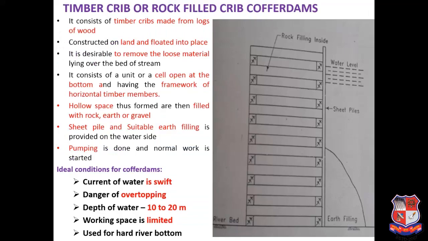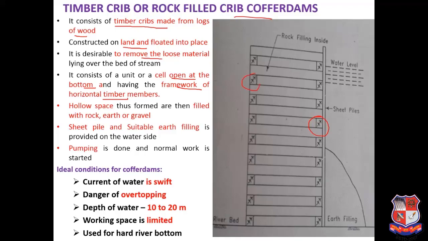Now the next type of cofferdam that we will discuss is called timber crib or rock-filled crib cofferdam. It generally consists of timber cribs made from logs of wood, generally constructed on land, and then floated to the place, and it is desirable to remove the loose material. That is the general requirement for all of the cofferdams. It consists of a unit of cell which is open at the bottom and has a framework of horizontal timber members.